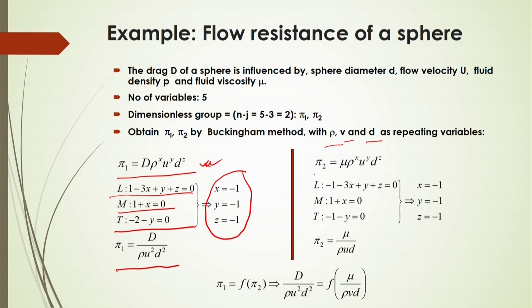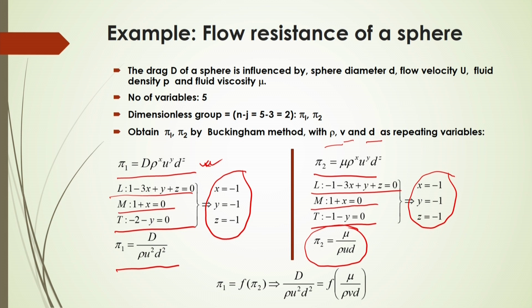Similarly, for phi 2, based on the same method, by comparing the coefficients on the left and right hand side, after solution of x, y, z we get phi 2 equal to mu by rho u d. So, since only 2 dimensionless groups are formed, you have to make a functionality of these 2 groups: phi 1 is equal to a function of phi 2. That means D by rho u square d square will be equal to a function of mu by rho u d.